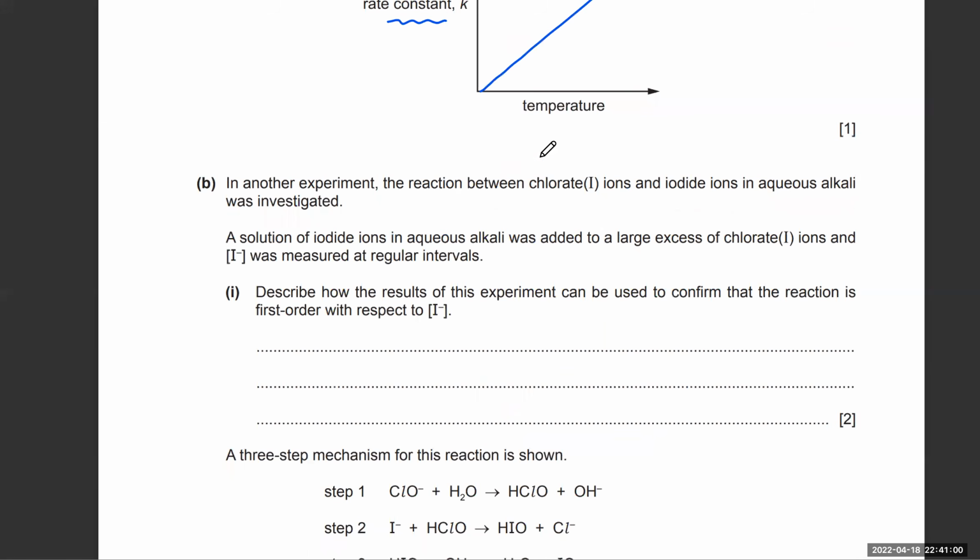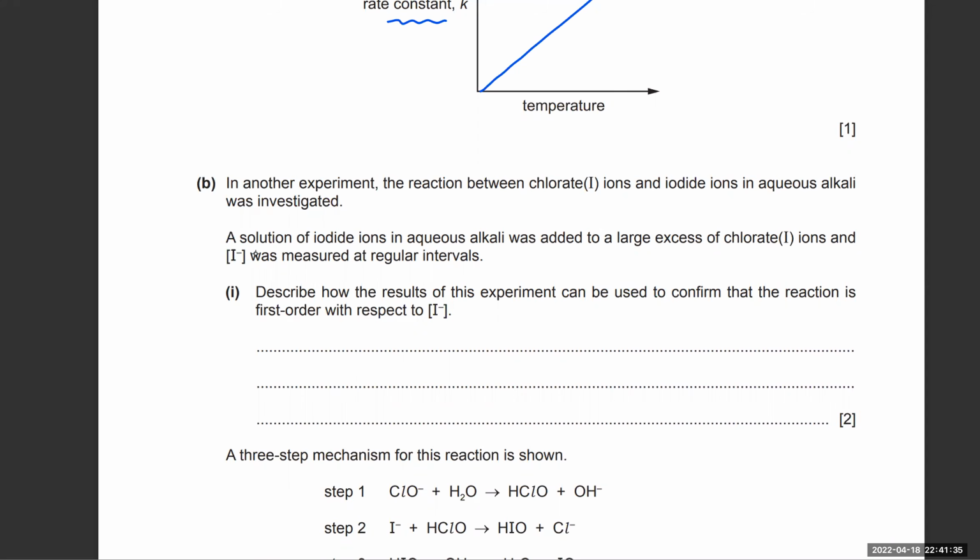Now, in another experiment, the reaction between chlorate and iodide ions in aqueous alkali was investigated. A solution of iodide ions in aqueous alkali was added to a large excess of chlorate ions, and I-1 was measured at regular intervals. Describe how the results of the experiment can be used to confirm the reaction is first order with respect to I-1.